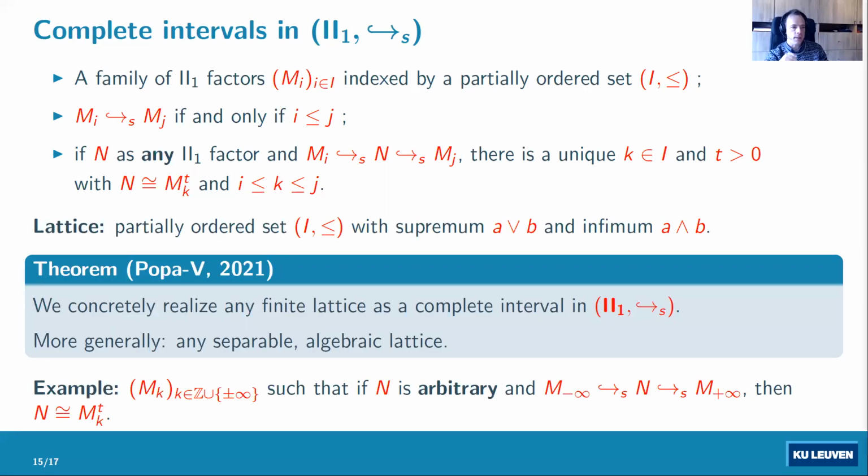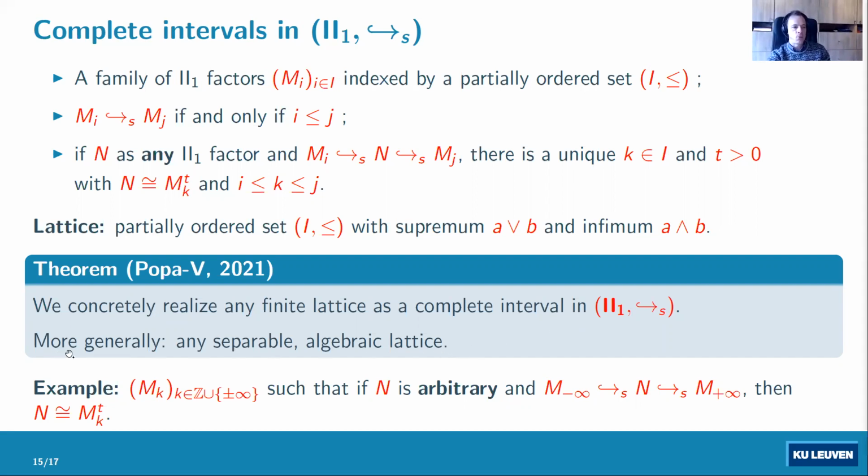So as you know, a partially ordered set is called a lattice if you can take supremum and infimum of any two elements. And for instance, any finite lattice can be realized as such a complete interval. And this is quite remarkable. You draw any finite lattice on a sheet of paper, you can put at any point a 2-1 factor, and not only are they canonically embedded in the way prescribed by the lattice, but no other embeddings can exist and no other thing can be sneaked in between.